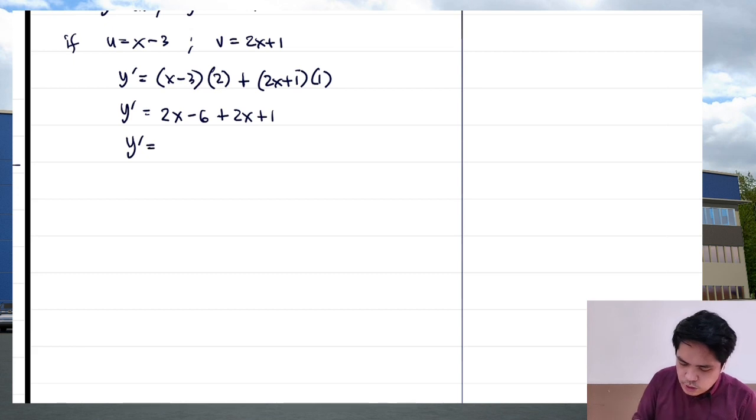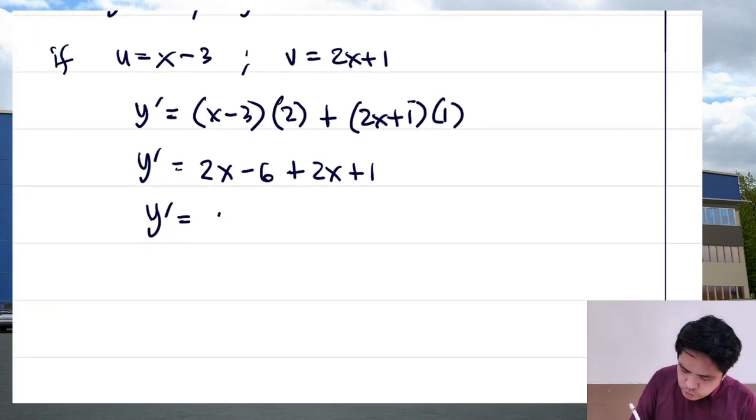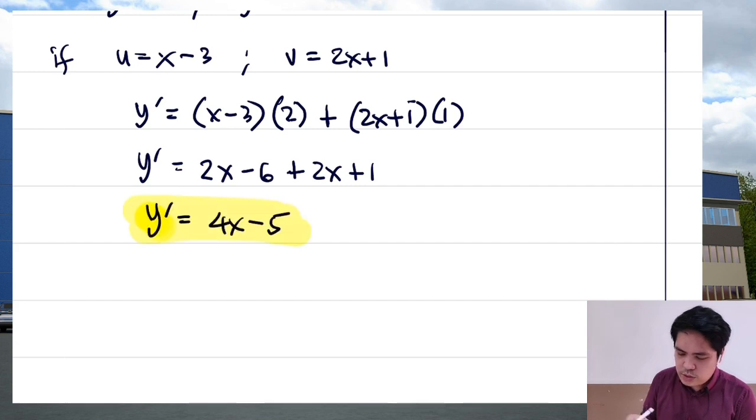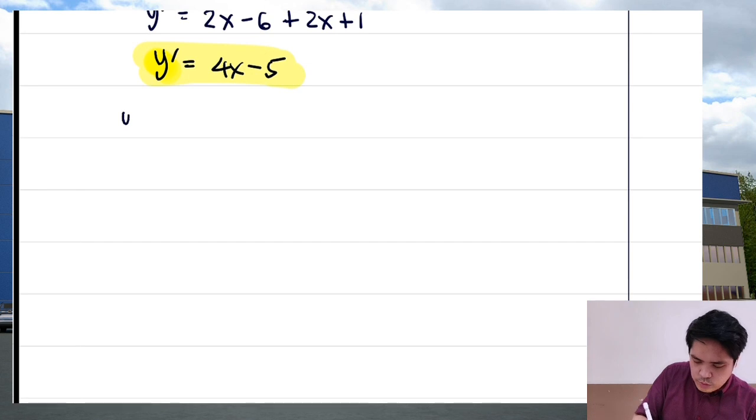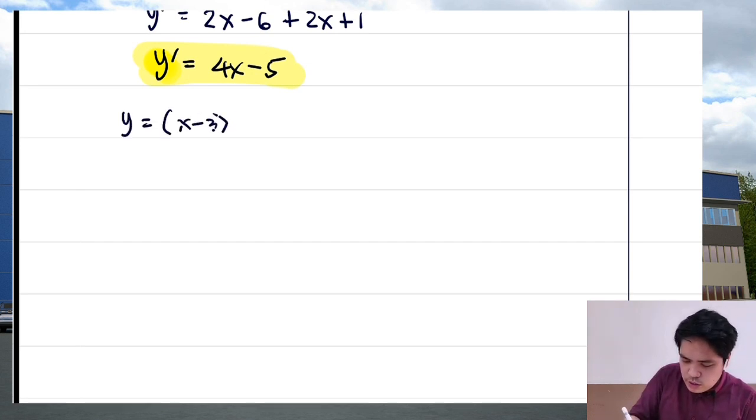So y prime is equal to 4x minus 5. So this is the answer. Now we could verify that by expanding. If we have y equal to x minus 3 times 2x plus 1, we expand this first.